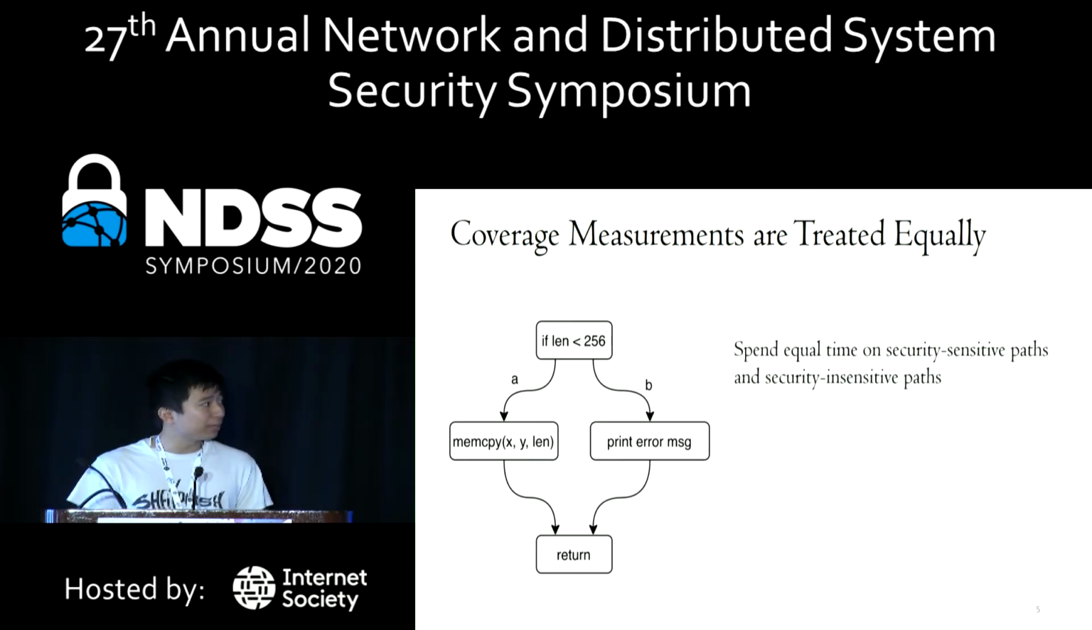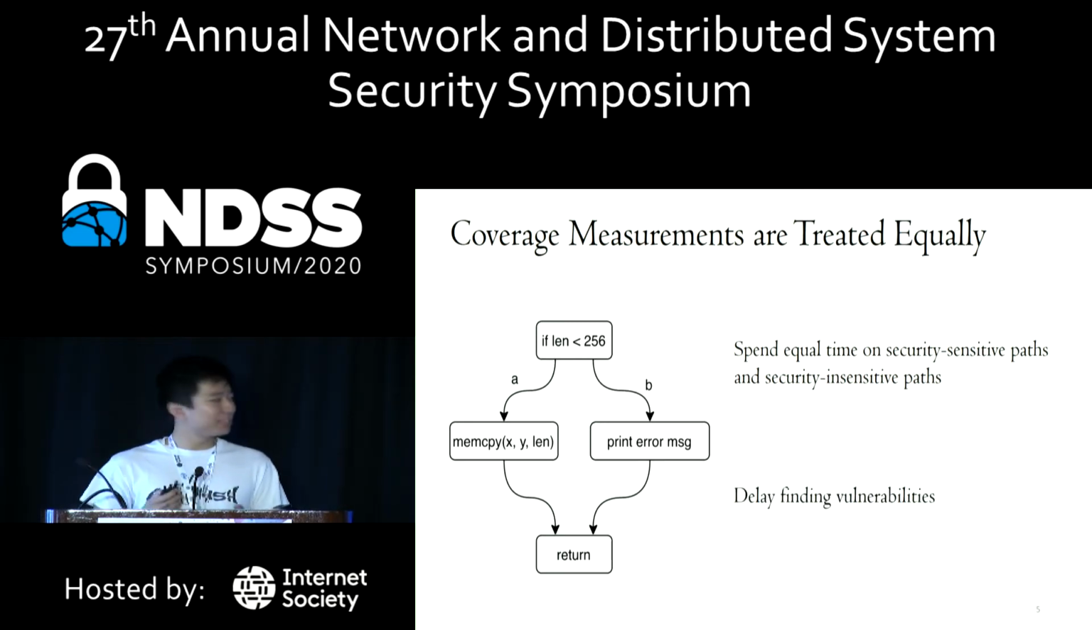So they're going to spend equal time on both branches, which are the security-sensitive one, the memcpy one, and the print error one, which is the security-insensitive one. Here, by saying security-sensitive, we mean that it is more likely to be involved in memory corruption vulnerabilities. And as a result, a lot of time will be spent in those security-insensitive paths, which will delay the timing of finding vulnerabilities. In a limited time frame, that means we're going to find fewer vulnerabilities.